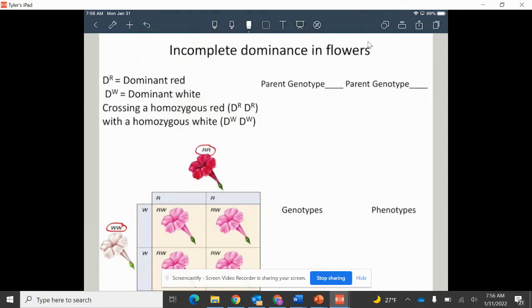Instead, what we would do is we would use a letter because it's the same trait, flower color, okay? So we might use a D to represent flower color, and then we might use a capital D with an R to represent dominant red flower color, and a capital DW to represent dominant white, okay? So we have to write these superscripted letters. And so it says, cross a homozygous red flower, DR, with a homozygous white flower, DW. So I've already given you the genotypes. This one goes here, right? And then this one goes here.